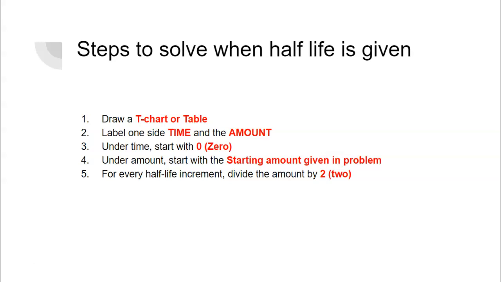Okay, so make your chart, time, amount, start with 0, have your starting amount, and you're always going to divide by 2. That's why it's a half-life. You're dividing by 2. Everything gets cut in half.